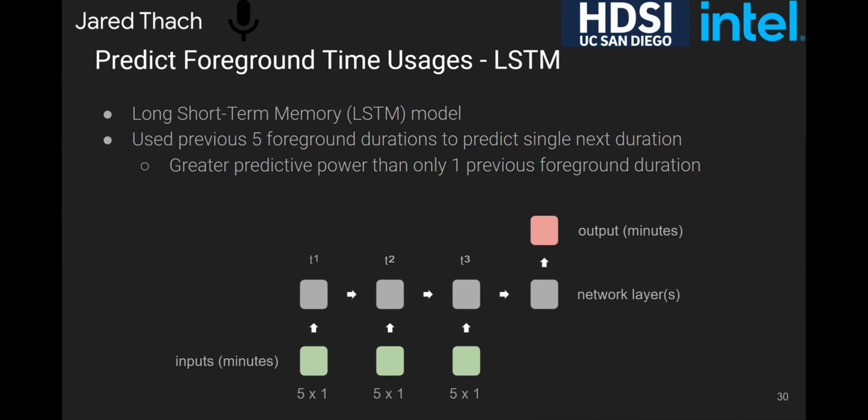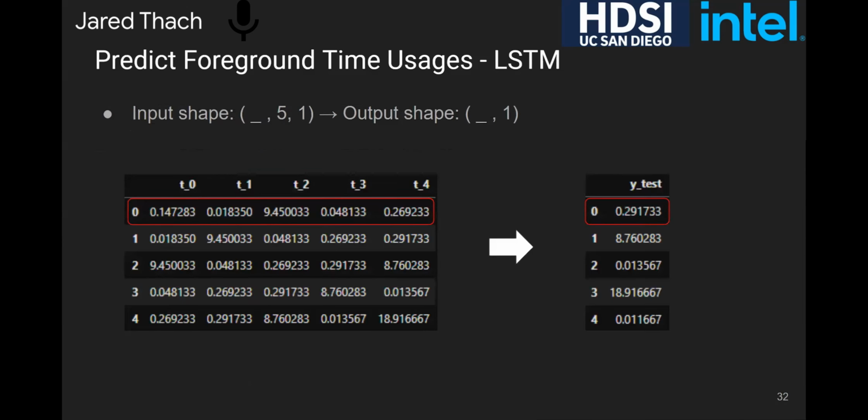Each training input is a 5x1 vector, which includes the 5 previous foreground time usages in minutes. Each block of 5 previous durations is input to our model sequentially, passed through various network layers, and then finally arrives at an output prediction. As previously mentioned, our model will use the previous 5 time durations to predict the single next duration. Therefore, we have a shape of this. Each input will have 5 features, each feature being a time step, and will output a single next duration in minutes.